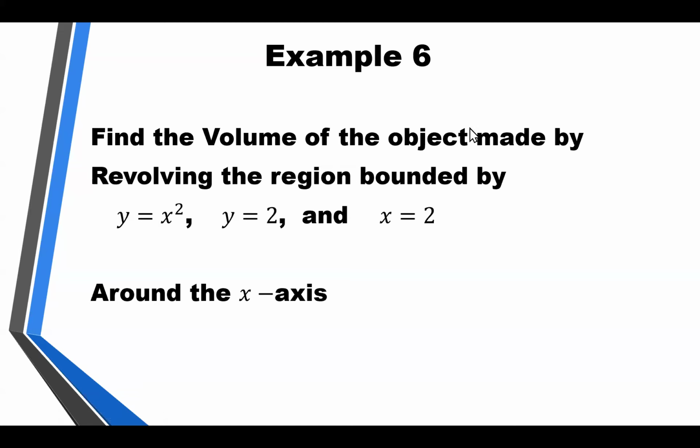Let's do another example where we would use the washer method. Let's take the region bounded by y equals x squared, but this time also y equals 2 and x equals 2. And let's revolve that around the x-axis. So this region here is a region I have not dealt with earlier. So let's go ahead and draw it in 2 dimensions and then think about what would happen if we revolved it around the x-axis.